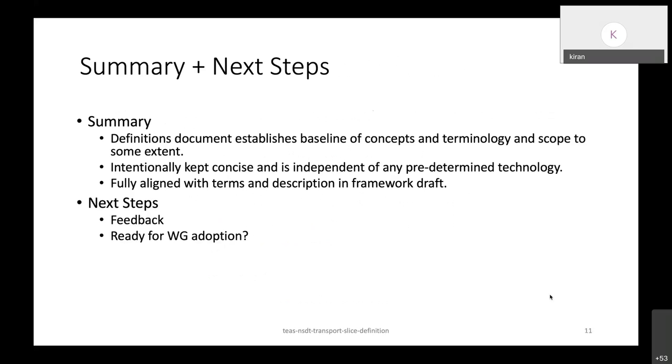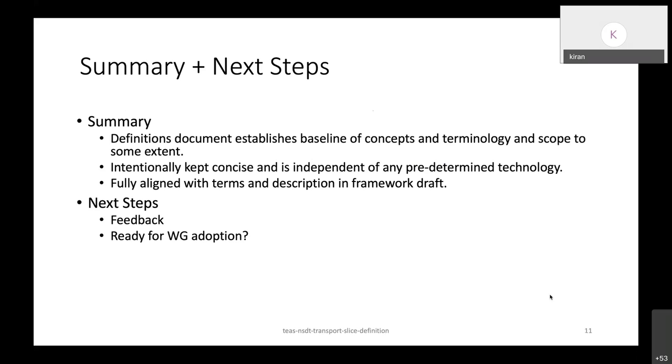So that was just an overview of the document, what we have covered. We made sure it was consistent with the ongoing work, for example, the enhanced VPN document. We also make sure that the terminology is aligned between the framework document and our definition document. And in fact, we use this document as a reference whenever there is a discussion on some SLOs or other characteristic aspects. We say, hey, we have written this in the definitions document and you cannot digress from it. So that way, this is serving as a baseline document of how transport slices should evolve.